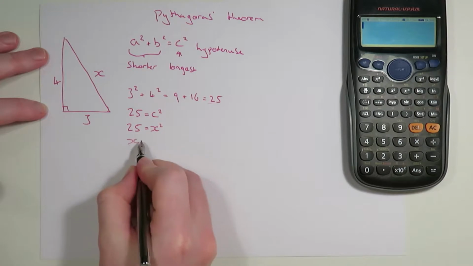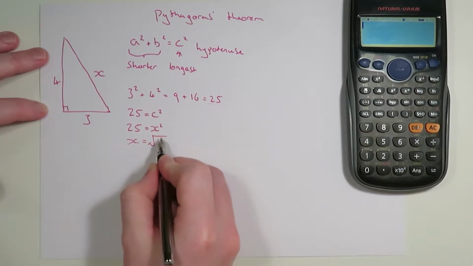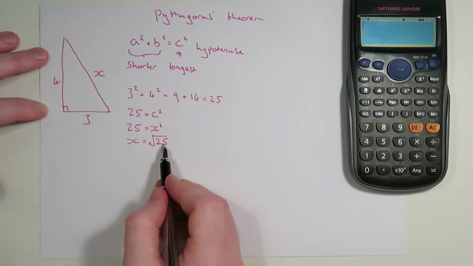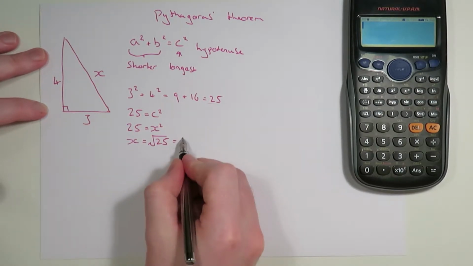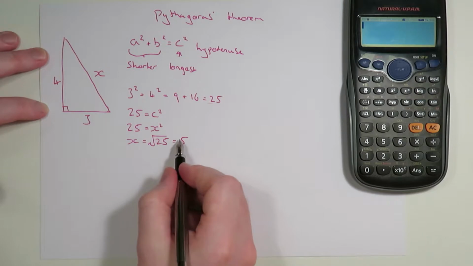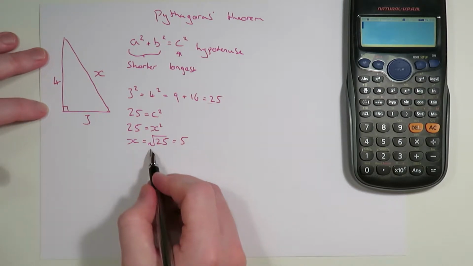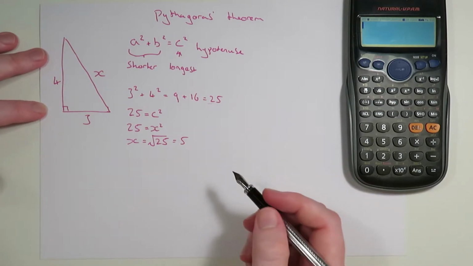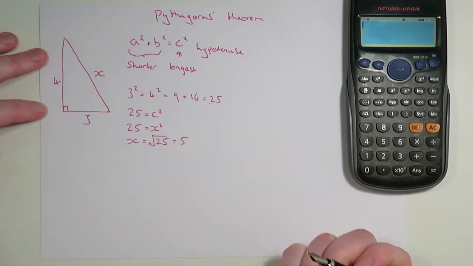So to calculate there what x is, we need to square root both sides. So square root the x squared, we get x. Square root the 25, we get the square root of 25, which is 5. Now normally there I would say it's plus or minus 5, because the square root of 25 is plus or minus 5, but you can't have a negative length in the real world, so that there would be 5.